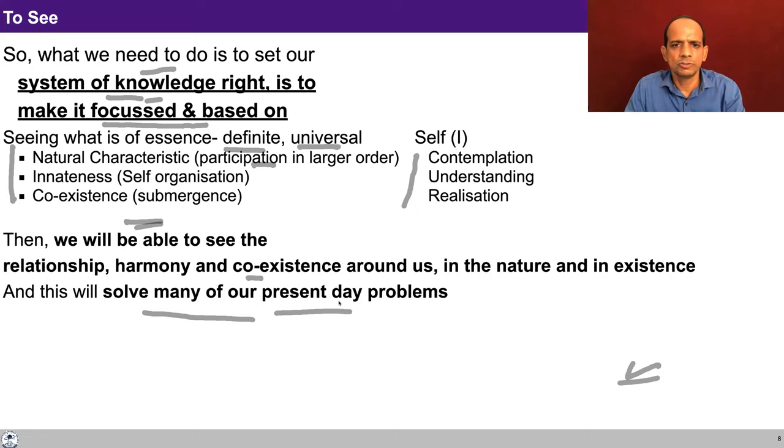Let me take an example. Say you have to come out of your room, and you do not know where the door is. So you will of course bump against the wall. But if you know where the door is, you're going to come out of the door very naturally. So if I do not understand the reality, I'm going to commit mistakes. I'm going to be carried away by false notions. But if I understand the reality, that is not going to be the case.